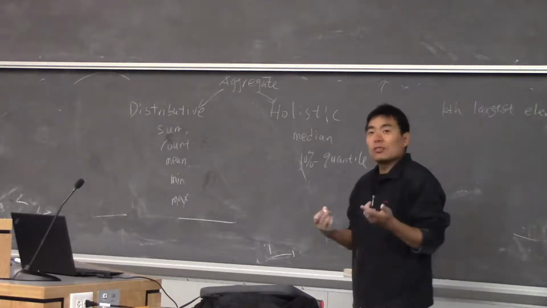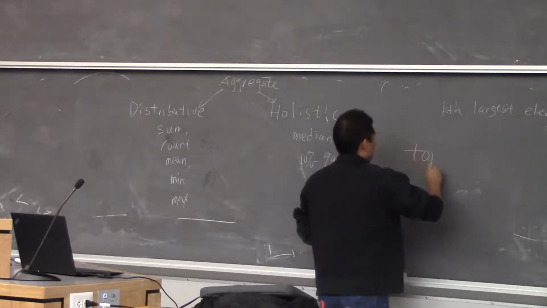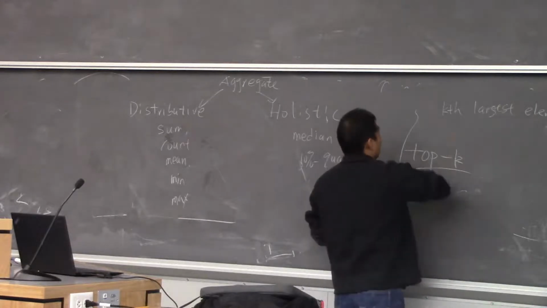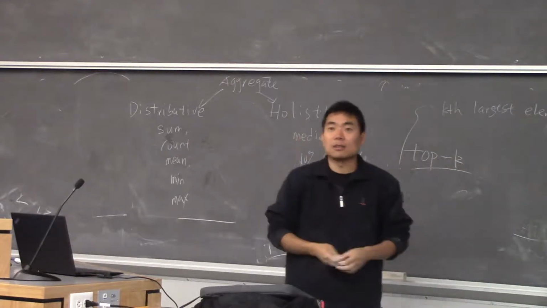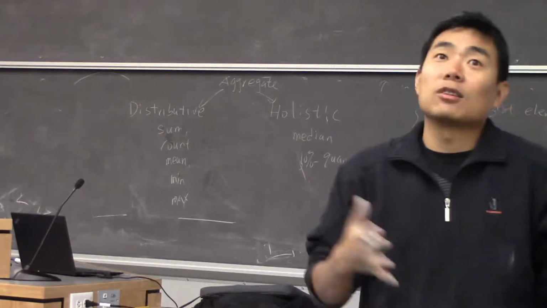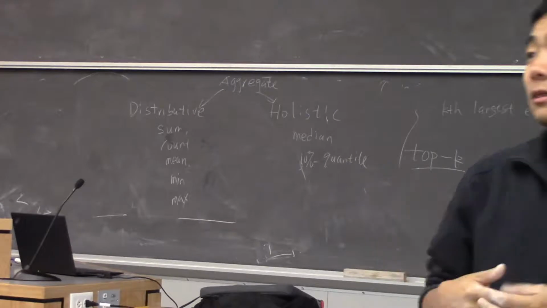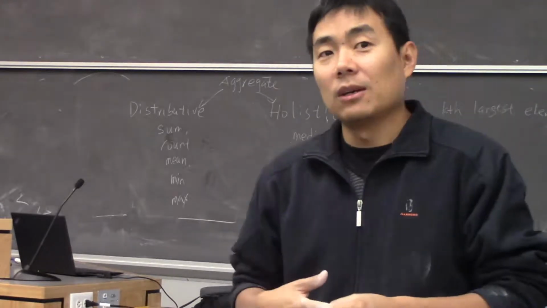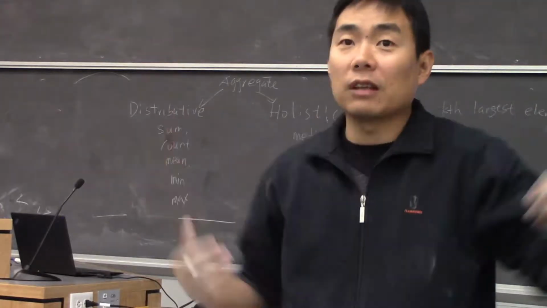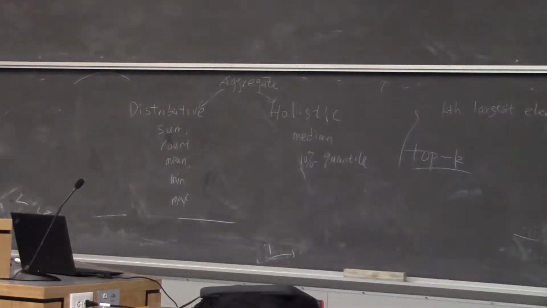Now, let me ask this question. What about top K, or the K largest elements? In other words, using the Salt Lake City example, I want to find the top K persons with the highest incomes. Top K highest incomes. How do you do that? Do you need to maintain all 2 million values and then compute this in the end? Harry, no. How do you do that?